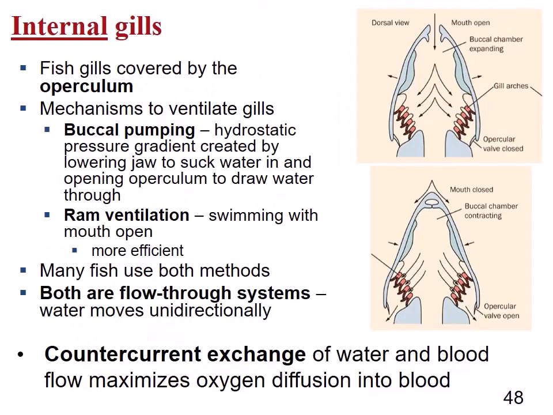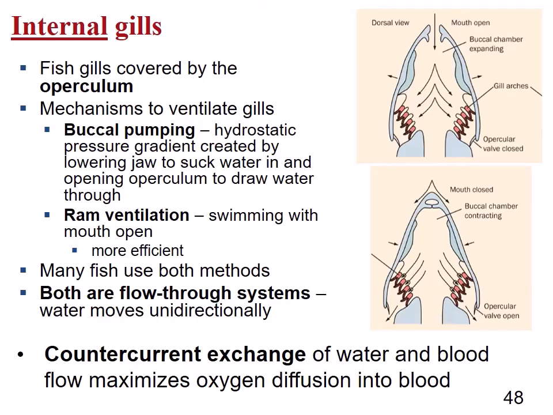So internal gills are probably what you think of when you think of gills. Fish gills are covered by a bony operculum, and different fish ventilate their gills different ways. Some of them do buccal pumping. Basically, they open their mouth, that draws water in, and then they open their operculum, and that draws water through. Another way is ram ventilation, which basically if you swim with your mouth open, right, that's going to push water into your mouth and then move it past your gills.